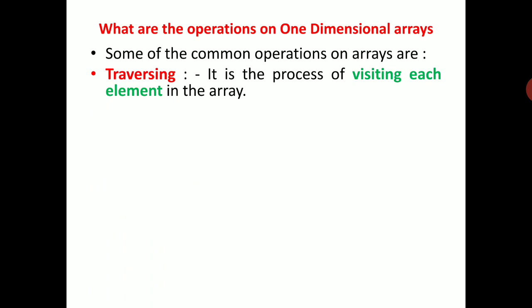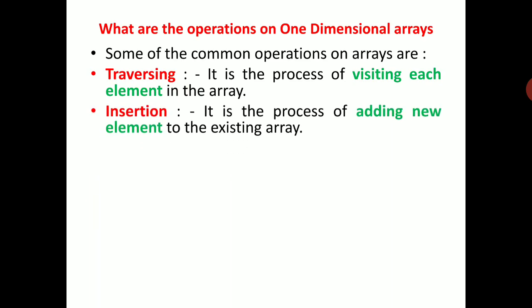We will write an algorithm for this one, and how to traverse an array we will see. Traversing means just visiting an array's elements from lower bound to upper bound, from 0 to size minus 1. We have to visit each element and print it on the screen. That is traversing, a very easy algorithm.